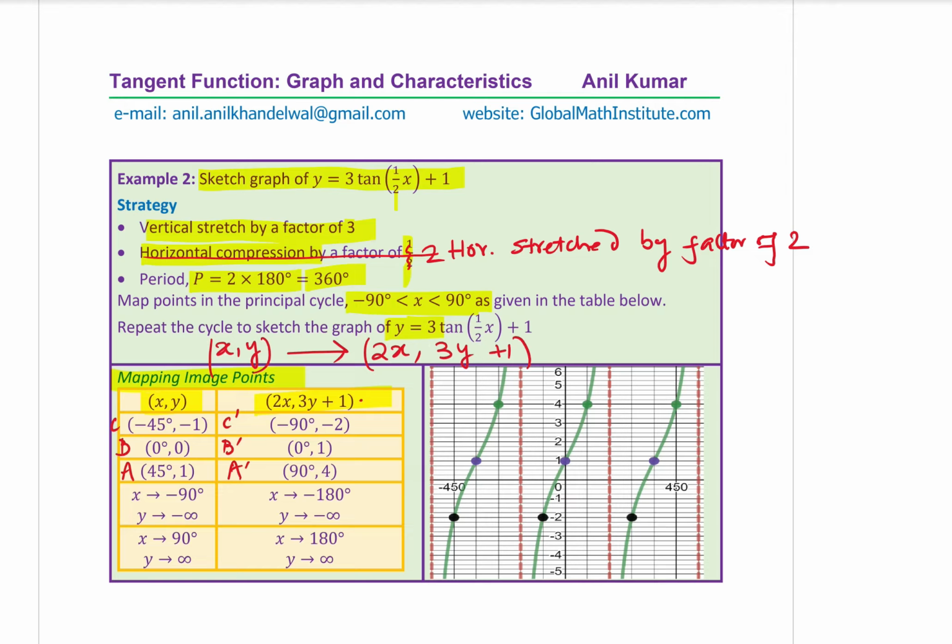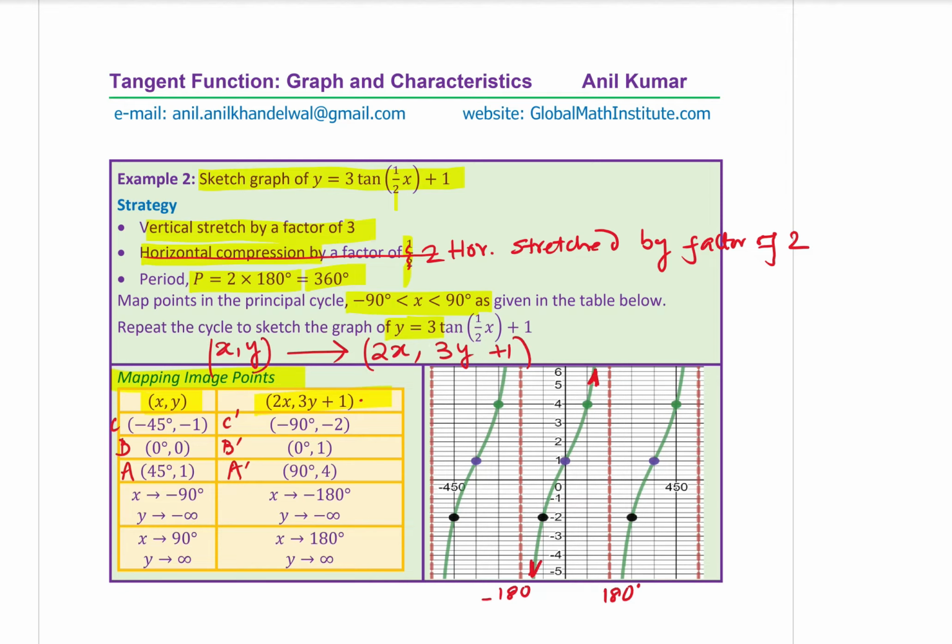Now let's look into the vertical asymptote. When x is approaching minus 90, y approaches a minus infinitely large value. In this particular case, the x value gets multiplied by 2. So when x approaches minus 180 degrees, y approaches negative infinity. So that is our minus 180 degrees, correct? In this graph, this is minus 180 degrees. So when x is approaching minus 180 degrees, the graph is approaching negative infinity. And that is our plus 180 degrees. One particular cycle we are looking at, and the y value approaches positive infinity.